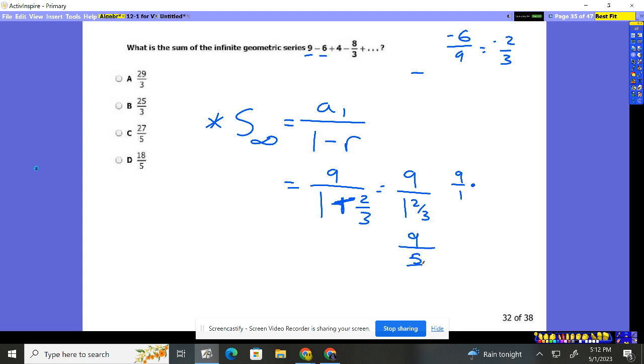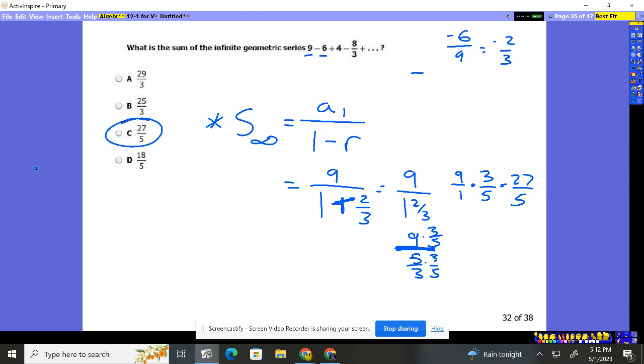divided by 5/3. And whenever you divide fractions, you change it to multiplication and multiply by the reciprocal. So the reciprocal of the denominator was 3/5. So that 9 is going to get multiplied by 3/5. 27/5 is the final answer.